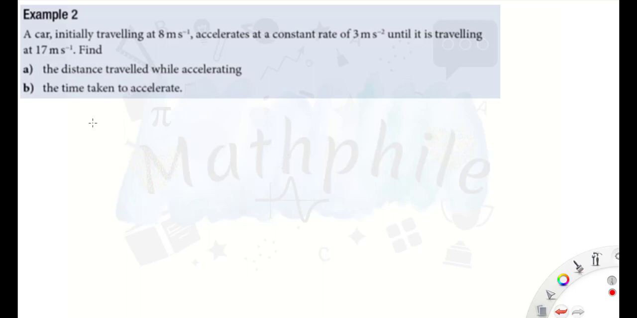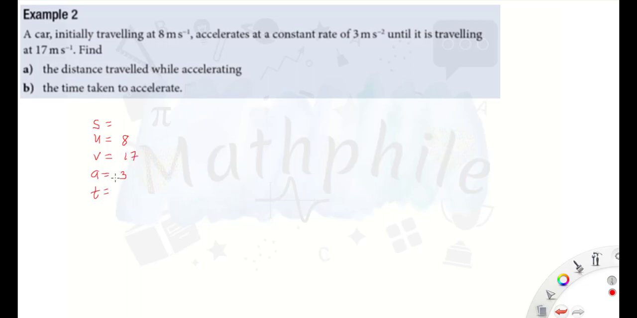Okay, so let's set up the SUVAT. What was S given? No, I think S wasn't given. What is the initial velocity U? 8. Okay, what is the acceleration over here? 3. And I think the final velocity was given as 17.